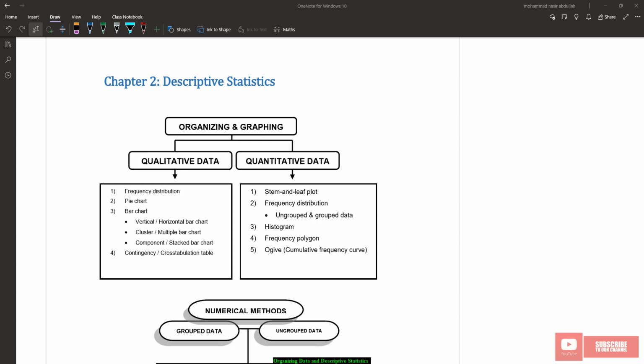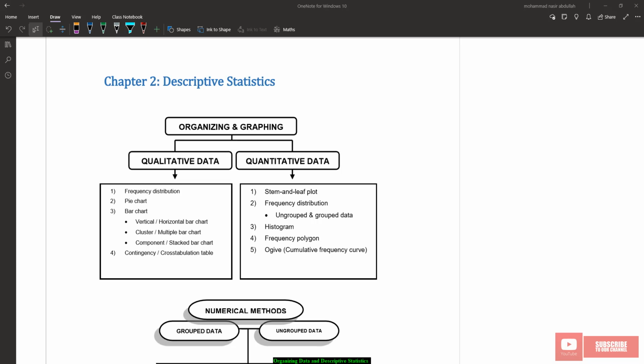So today, in this lecture, we will be focusing on organizing data and graphing, right? And after we finish organizing data and graphing, we will focus on descriptive statistics. For organizing data and graphing, we are only going to touch briefly on how to construct a graph and what the purpose of that graph is for qualitative and quantitative data, and how to interpret the graph, right?